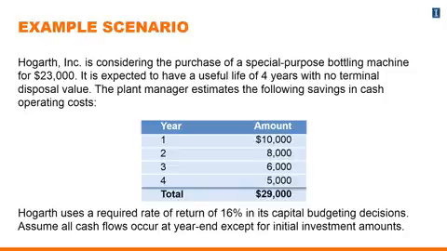Notably, Hogarth uses a required rate of return of 16% in its capital budgeting decisions. And we're going to assume that all cash flows, specifically the cash savings, will occur at year end, except for the initial investment amount, which will occur at the beginning of time 0.